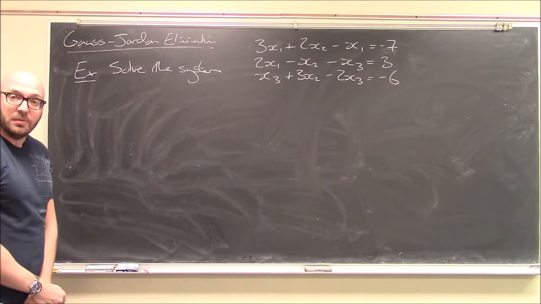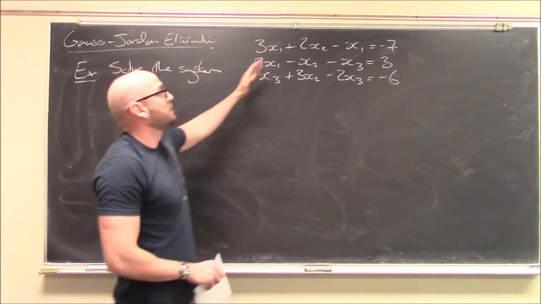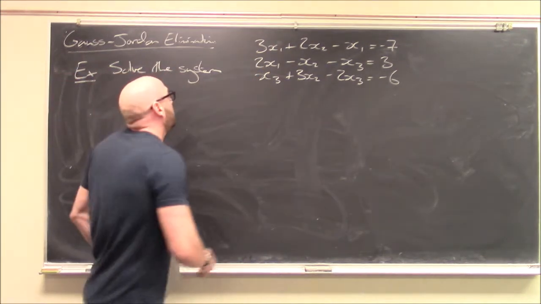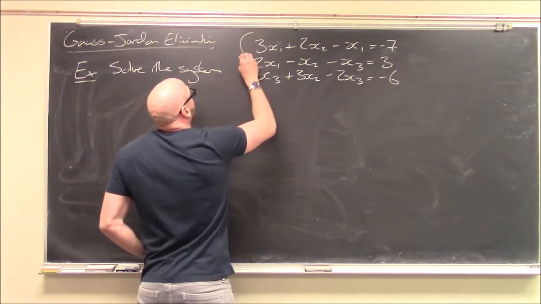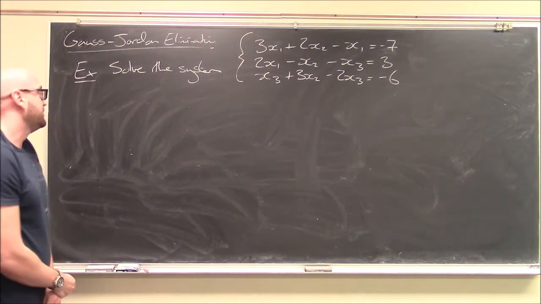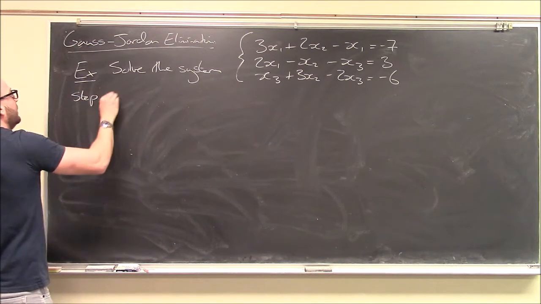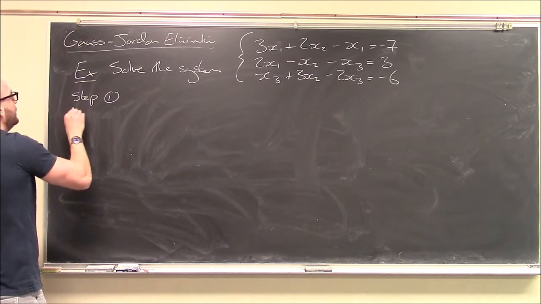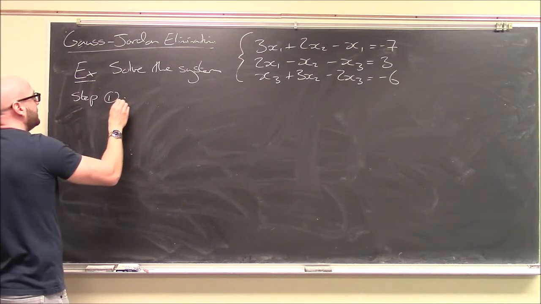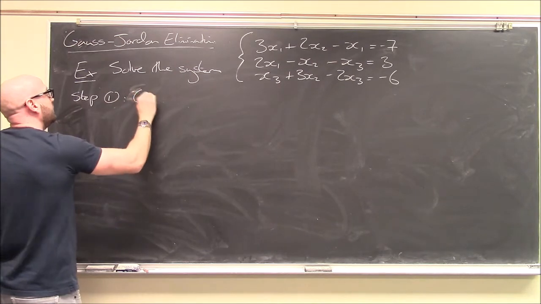So here's our system, and immediately we're ramping up the difficulty over the last section. I've got 3 equations, 3 variables, and I want to solve this system. So first thing I'll do is write down the augmented matrix. I suppose we could call this step 1. Step 1 is a very simple step: just create the augmented matrix.